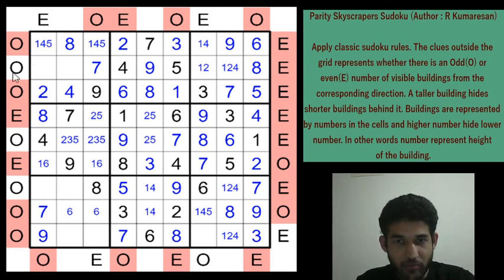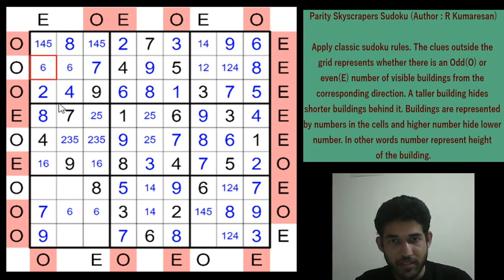Let's look at row 2 because we have very few digits along that direction. So row 2, if you see the 6 can't be in these two cells. So 6 must go either in this cell or this cell.